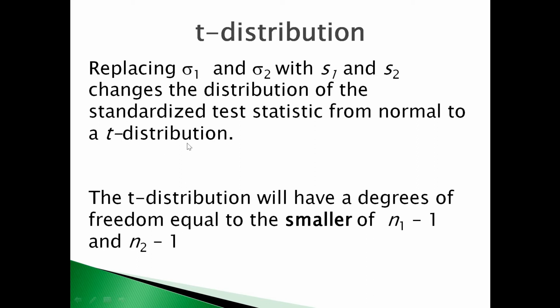the t-distribution. The new thing in this section is that we have two sample sizes, so we have 2 degrees of freedom. We will only use the smaller one. So you will find n1 minus 1 and n2 minus 1, and then you'll take the smaller one and you'll enter that as a degree of freedom for that t-distribution.